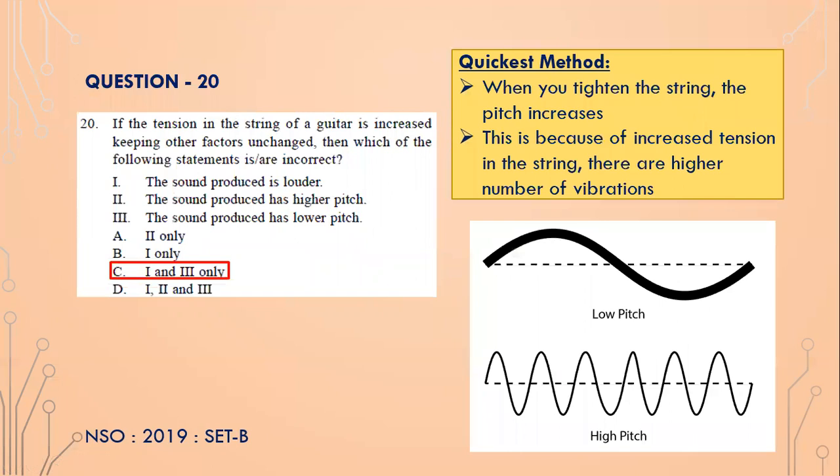If the tension in the string of a guitar is increased, keeping other factors unchanged, then which of the following statements is or are incorrect? The sound produced is louder? No, because you are just increasing the tension in the guitar. The sound will not be louder. If you strike the string with a greater intensity, then the sound will be louder. But normally you are just tightening the string. The sound produced has a higher pitch, which is true, isn't it? The sound has got a higher pitch. Why? Because you are increasing the tension, the number of vibrations will increase, and because the number of vibrations increases, it will produce a high pitch.